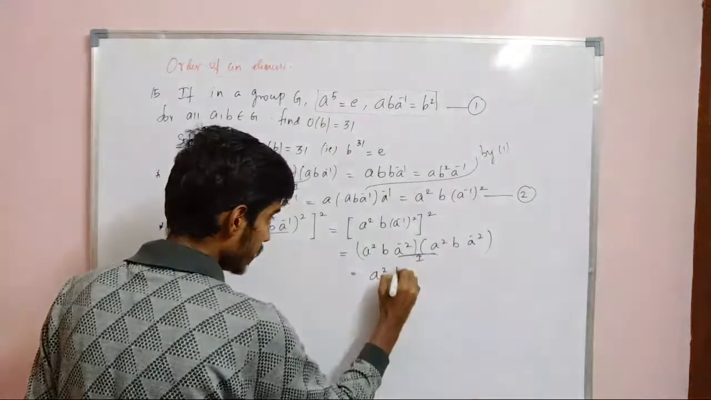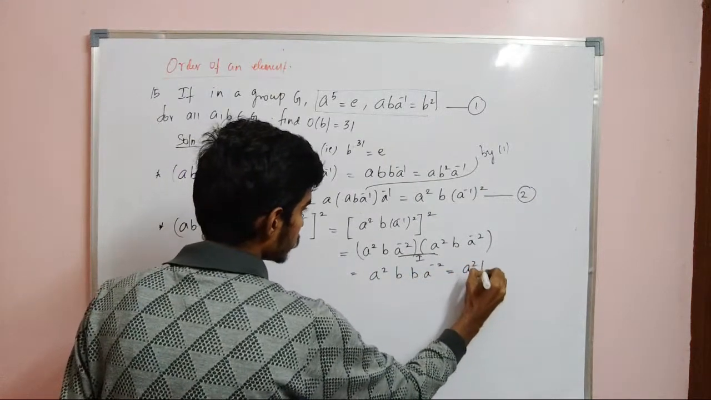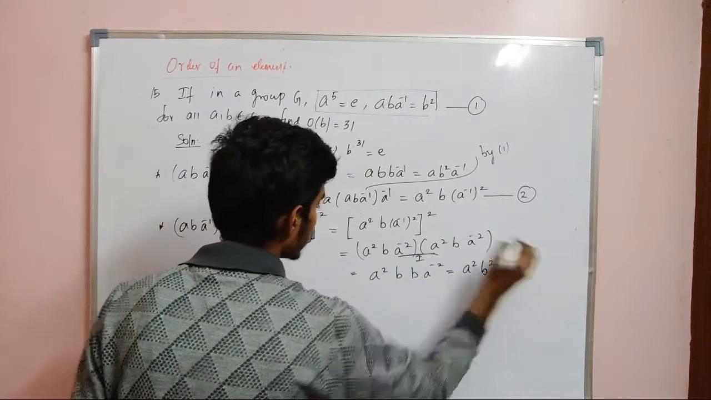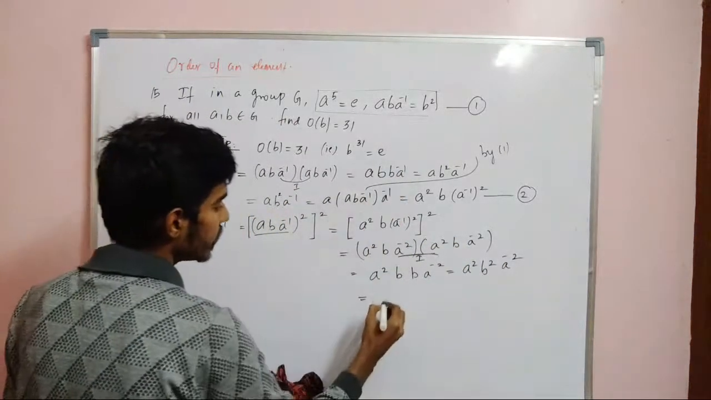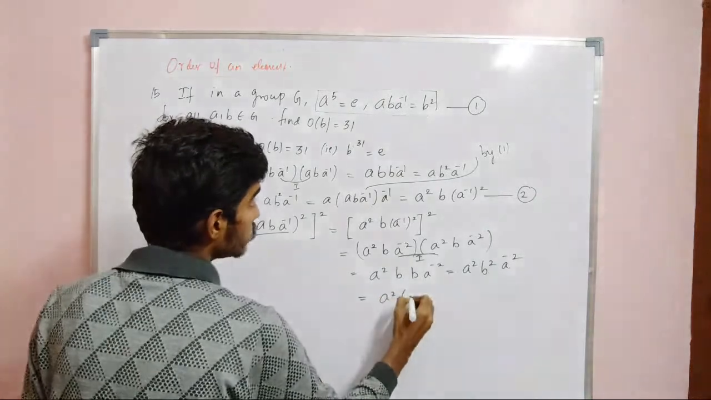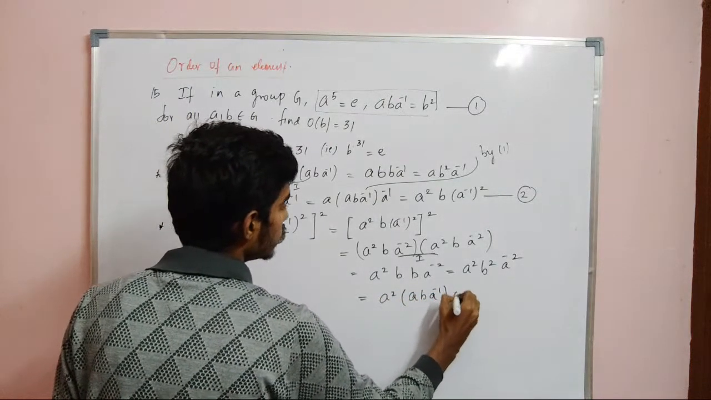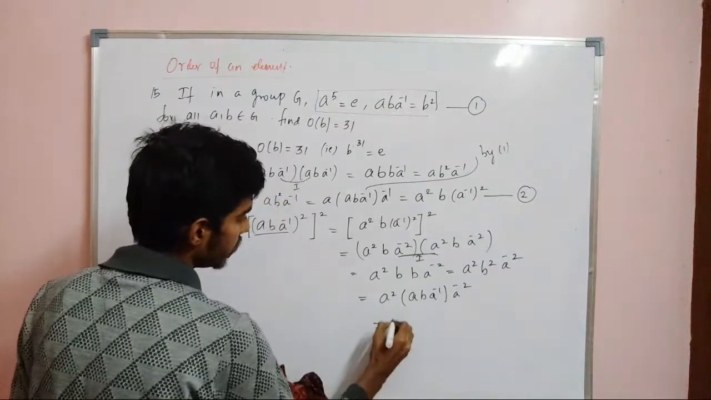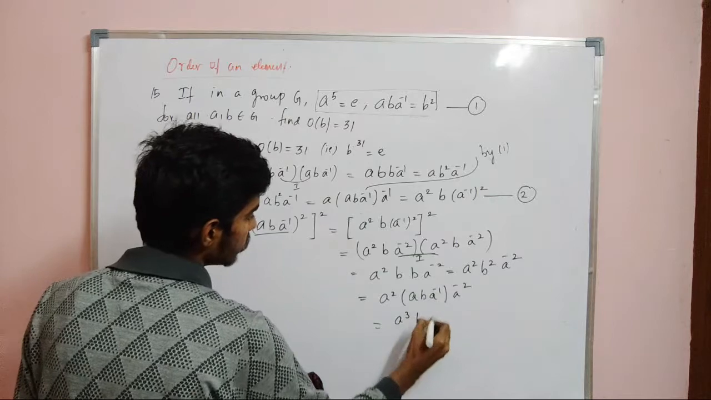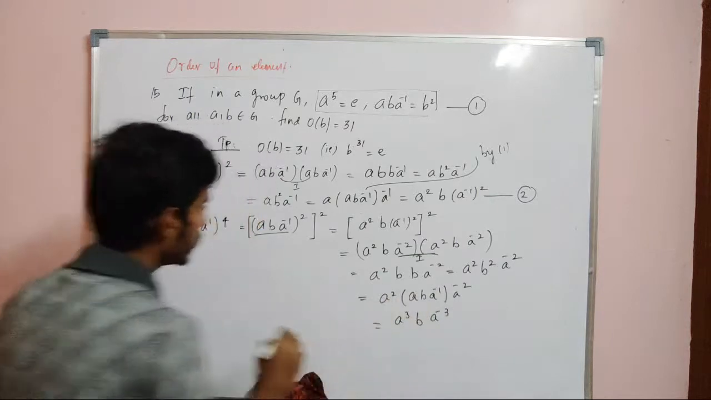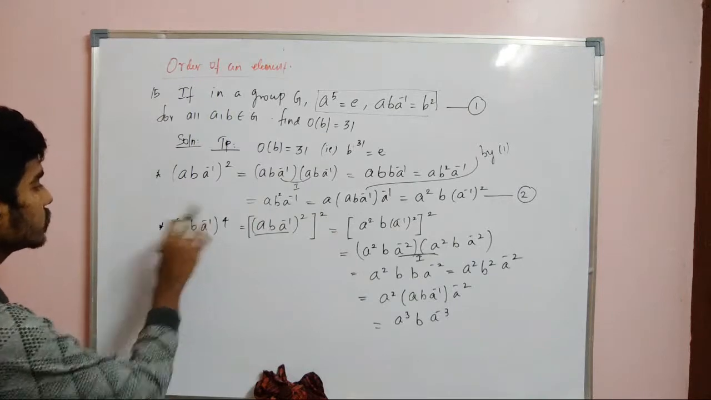So this will be A²B²A⁻². Now again we substitute B² equal to ABA⁻¹. So in place of B² we put ABA⁻¹ into A⁻². So A² into A is A³, and BA⁻¹ into this is A⁻³. So we have found the value of (ABA⁻¹)⁴.